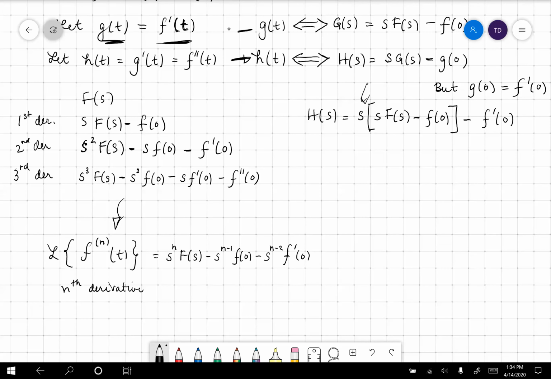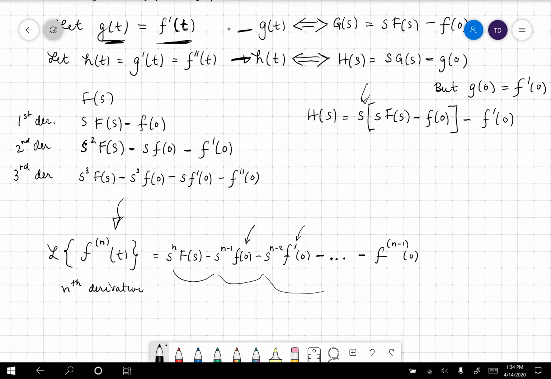And then we're just going to continue down, minus dot, dot, dot, minus f, the n minus first derivative evaluated at 0. So we're going down in powers of n, and we're going up here in derivatives of the f function.